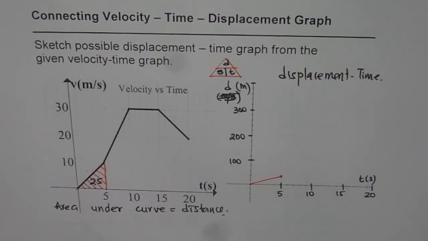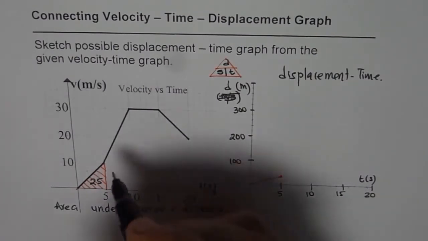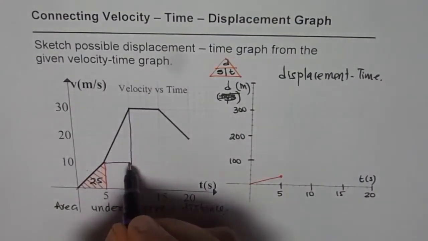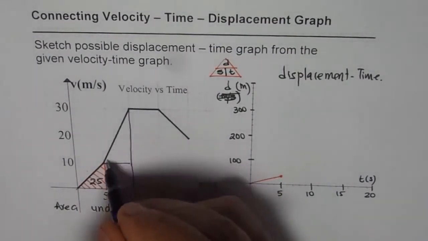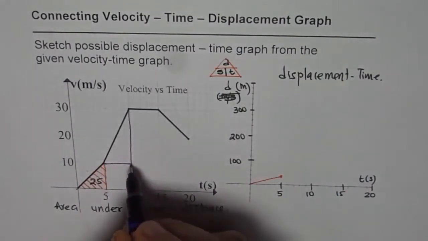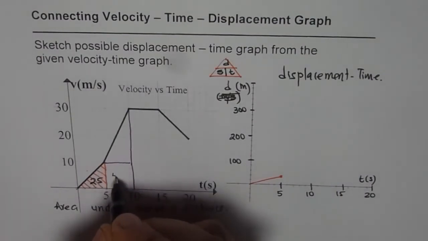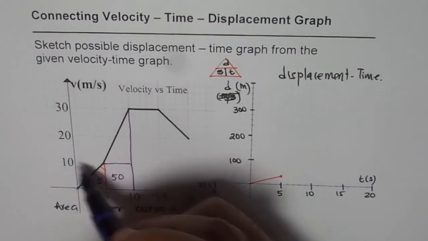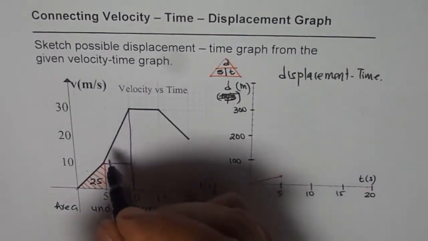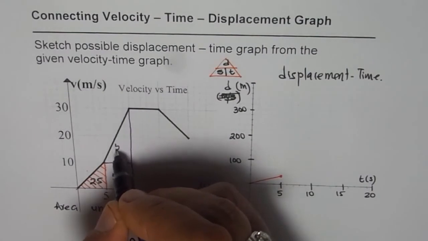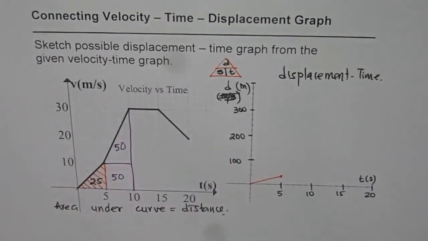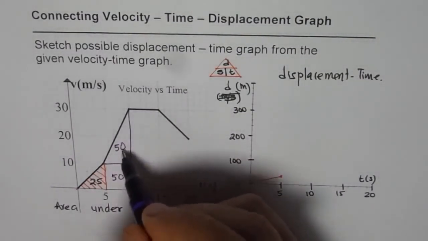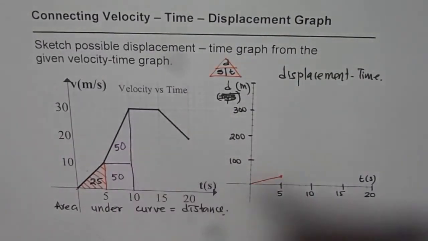Now let us consider the displacement in next 5 seconds. Here the velocity increases from 10 to 30, right? So we can find area under this graph. Area is area of this rectangle, which is 10 times 5, 50. Area of the triangle, which is 30 minus 10 is 20, 20 times 5 divided by 2. So 20 divided by 2 is 10 times 5 is 50. So we get 100 meters, right?